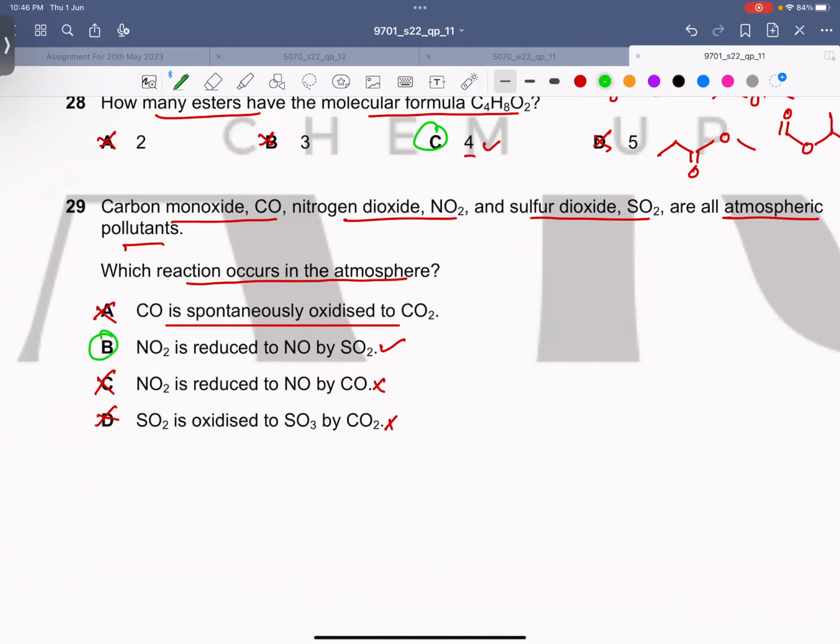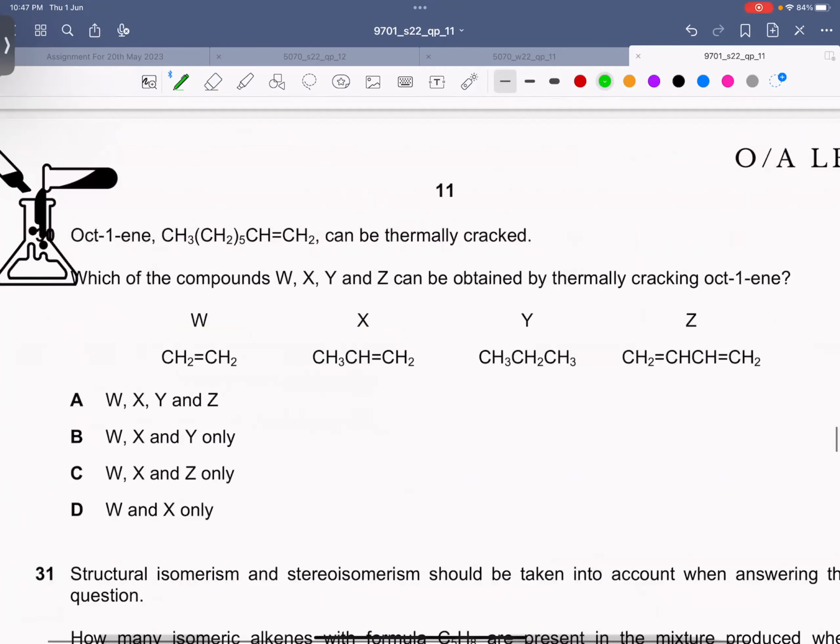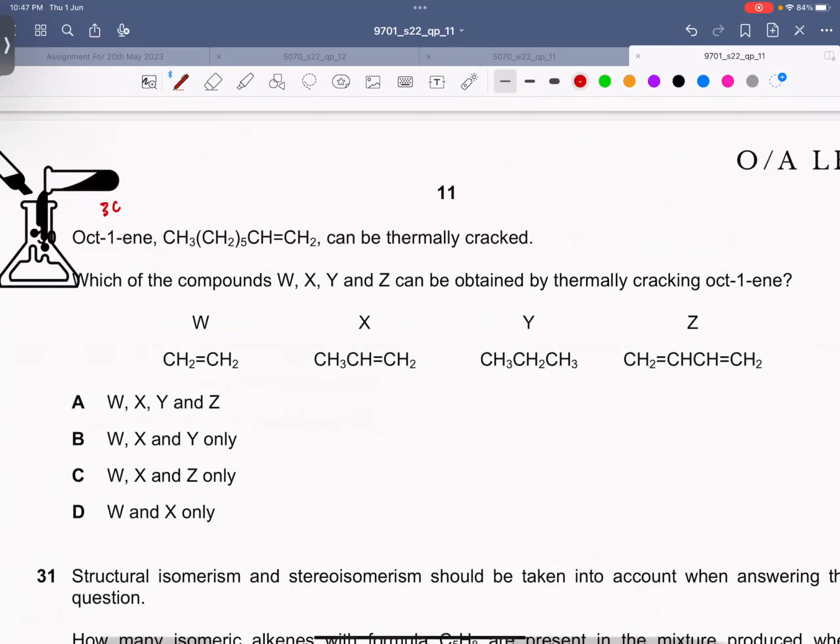Now question number 30. This would be our last question for today. Then we'll continue in the next class. Oct-1-ene can be thermally cracked. Which one of the compounds W, X, Y, and Z can be obtained from thermal cracking of Oct-1-ene?